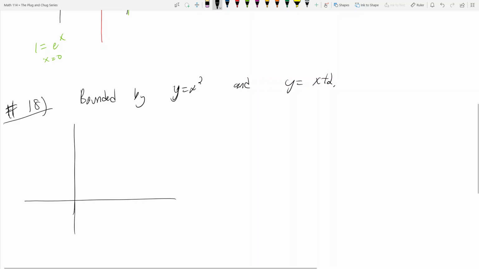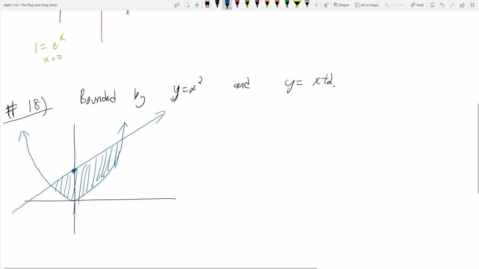y is equal to x squared. What does that look like? Well, y equals x squared is this parabola. And y is equal to x plus 2. Well, here's 2, and then you've got this straight line that goes like this. And since it's bounded by both, it's going to be this region right here.